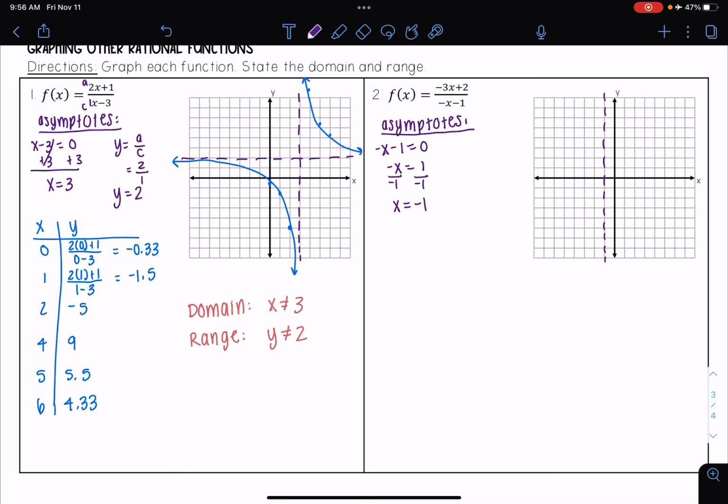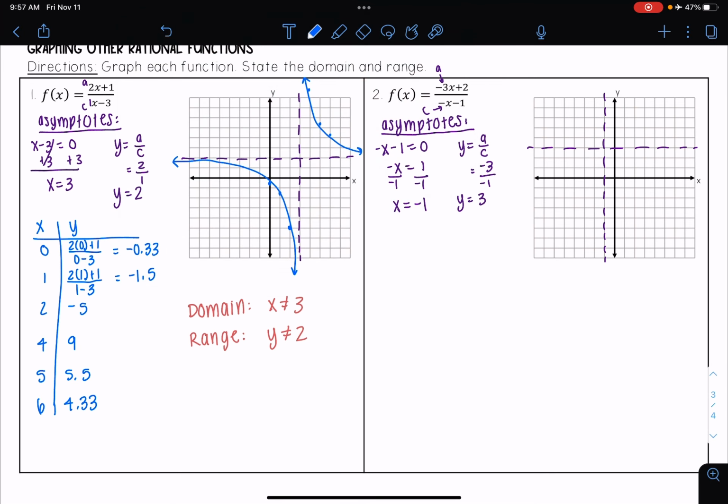My horizontal asymptote is going to be y is equal to a over c. Well, my a value here is negative 3, and my c value is negative 1. So this is going to be negative 3 divided by negative 1, and so I get that y is equal to 3. So I'm going to go 3 on my y-axis and draw in a horizontal line.